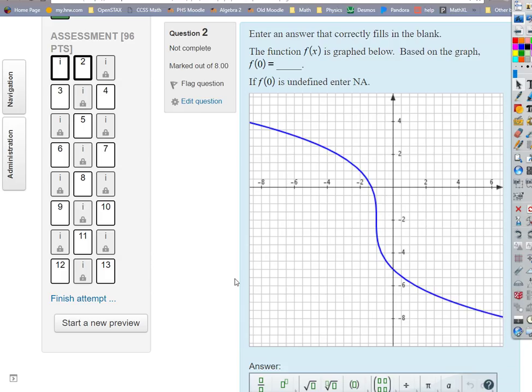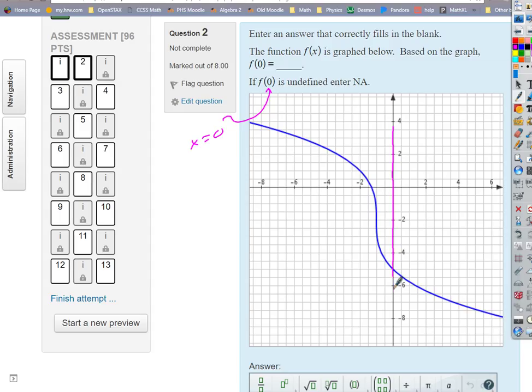f of 0. So what are we doing there? What does this mean? F of 0. X is 0. So we're plugging in an x value of 0 into the function. We don't know what the equation is, but that's all right. We just know that we're going to figure out when x is 0, what's the output of the function based on the graph. So x equals 0 would be right here, in this case, right on the y-axis, wouldn't it?